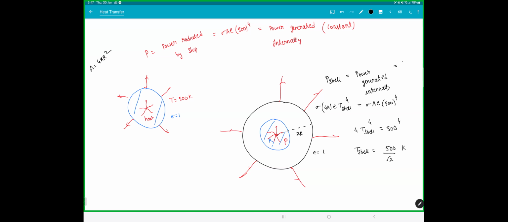So basically this is equal to P. So whatever power you're generating internally, all that power should escape from the outermost shell, which is also equal to P. The radius has become 2r. Now how to find the temperature of the inside surface of the spaceship?